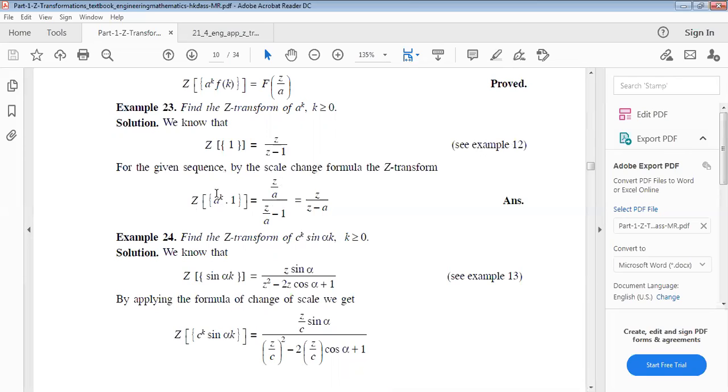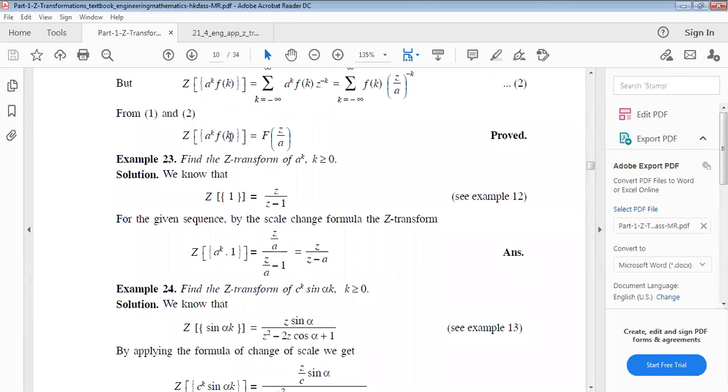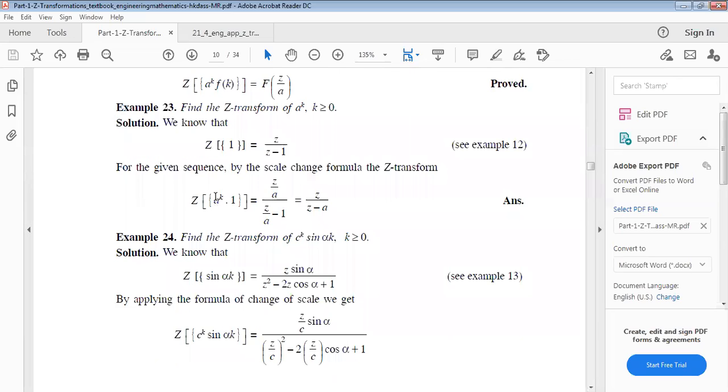z by a. Okay, for this a to the power k, the z will transform to z by a, by this theorem. This is why if you introduce a to the power k, then z will be transformed to what? z by a. Now this can be written as, after taking LCM in the denominator, z divided by z minus a.